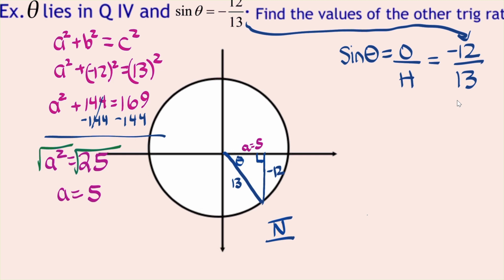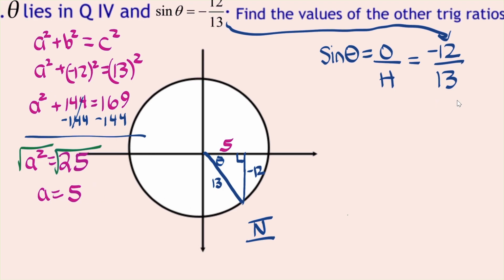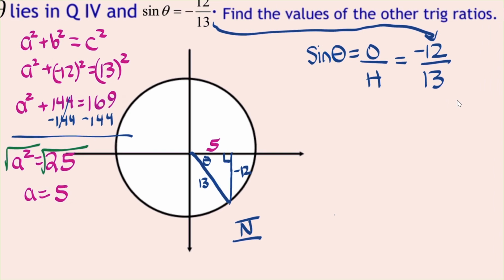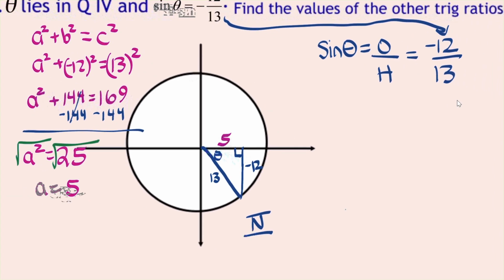If I want to get rid now of the A, I now know what it is, so I'm just going to label it as 5. Okay. So it says find the values of the other trig ratios. If I know sine, I know cosecant, because cosecant is the reciprocal of sine. So I can say cosecant of theta is just 13 over -12. So that's really, other than just restating sine, the easiest one to do.